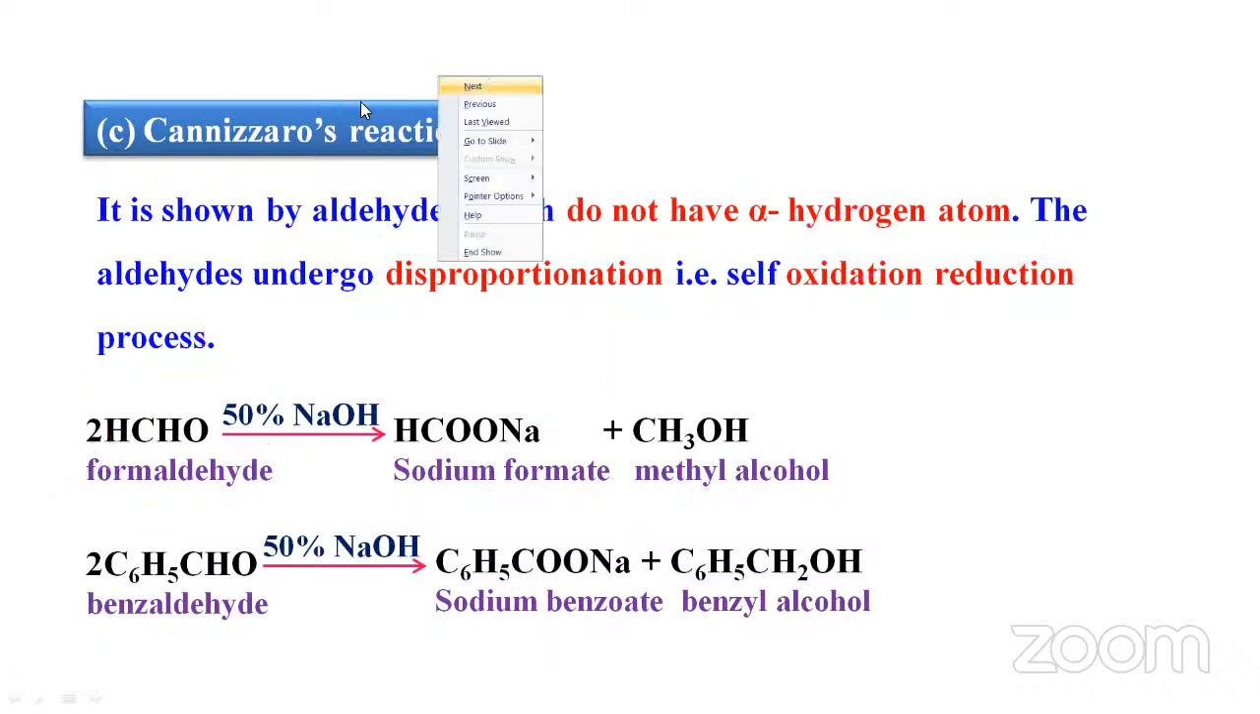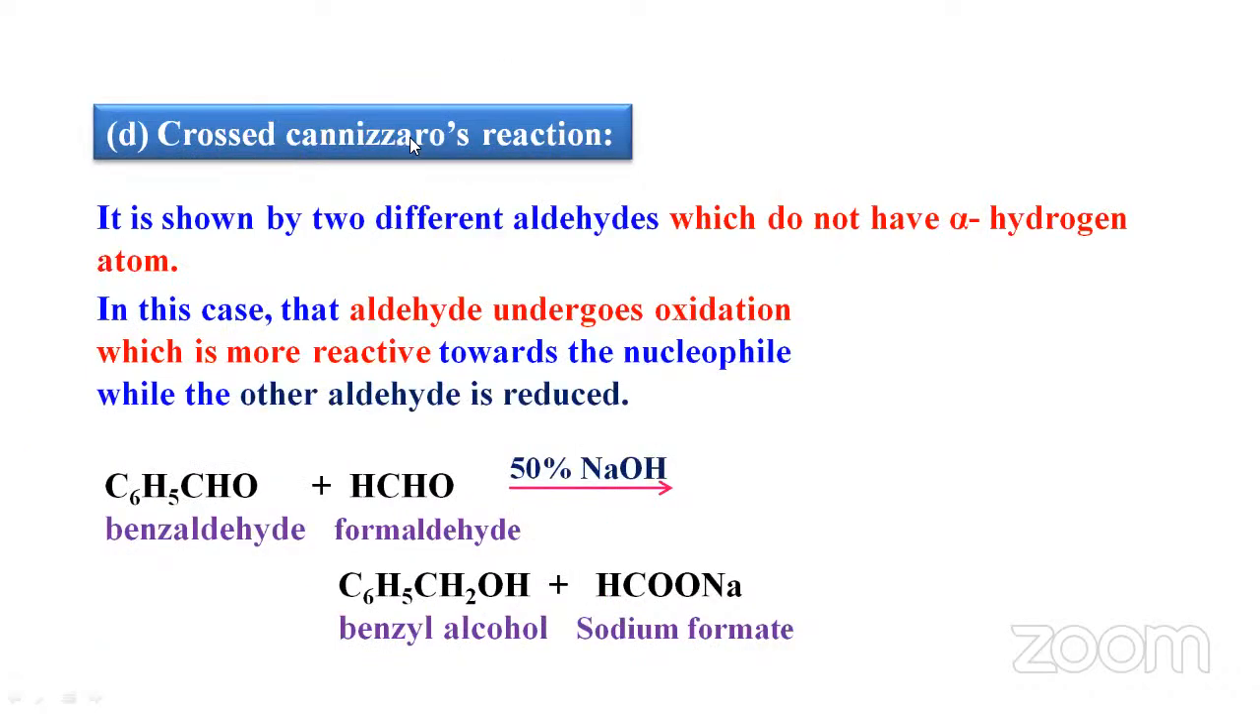Then the crossed Cannizzaro reaction. As we discussed for the cross aldol reaction, it is the same with the cross Cannizzaro reaction. It is shown by two different aldehydes which do not have an alpha hydrogen atom.